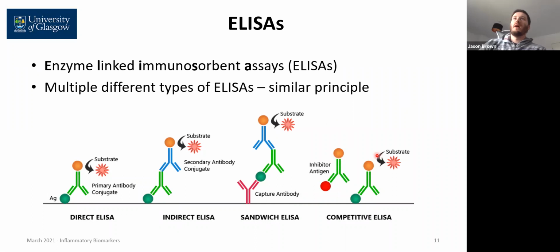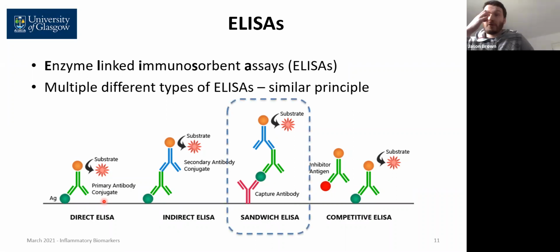There's multiple different types of ELISAs, but they all have a very similar principle. And that principle is that you have antibodies that are specific for a given antigen. And in this case, the antigen would be a protein biomarker in a clinical sample. And basically the antibody that is specific for that protein will bind to that protein, and you're able to detect that protein within the assay.